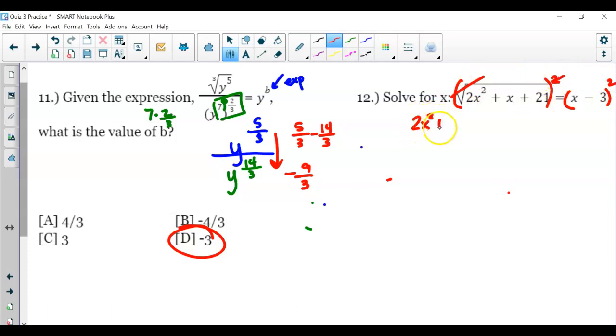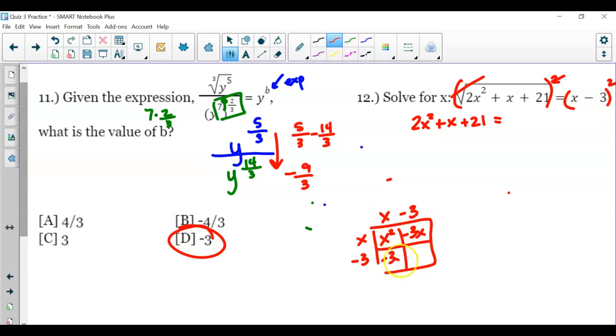So 2x squared plus x plus 21 is equal to, well, now notice here, I do have to do box method because that is x minus 3 times x minus 3. So now I've got x squared, negative 3x, and now positive 9. So this is equal to x squared minus 6x plus 9. However, now we are solving a quadratic, and quadratics have to equal 0. Now I notice I have 2x squared here and just 1x squared here. So I'm going to move everything on this side, the right side, over to get this side equal to 0.